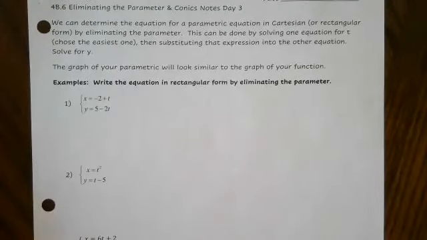This can be done by solving one equation for t, choose the easiest one to do that, and then substituting that expression into the other equation. That's going to get rid of our t variable and take away from the parametric.